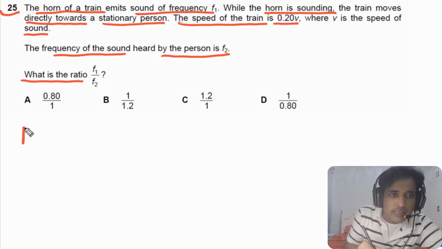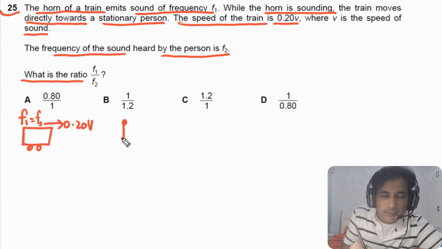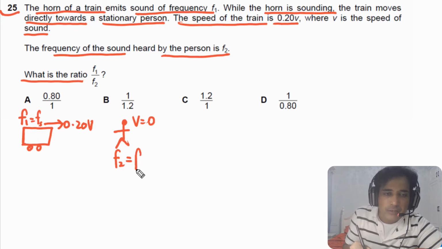First of all, let's sketch this one. This one is the train. This train is moving with speed 0.20 v. The frequency produced by this train is f1, and this is equal to the frequency of the source. The observer is standing in front of this train and the observer is at rest. We can say the speed of the observer is equal to 0. It is also given that the frequency of the sound heard by this observer is f2. So this is the frequency of sound observed by this observer.